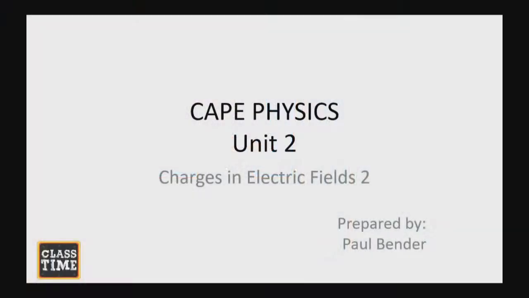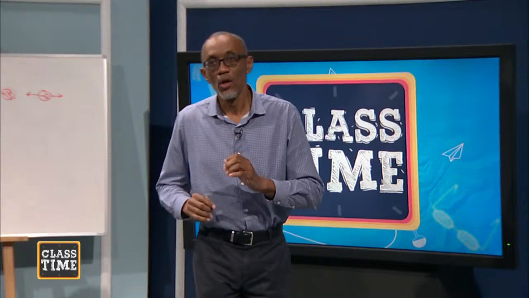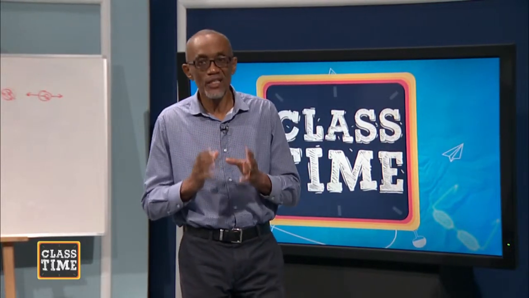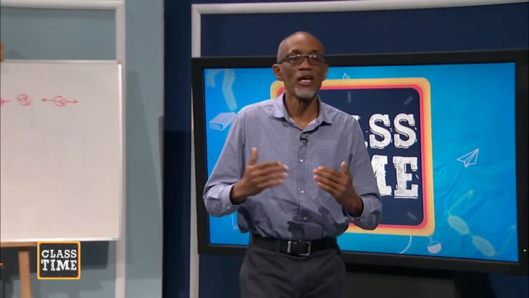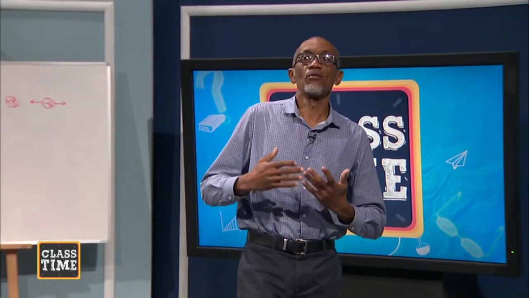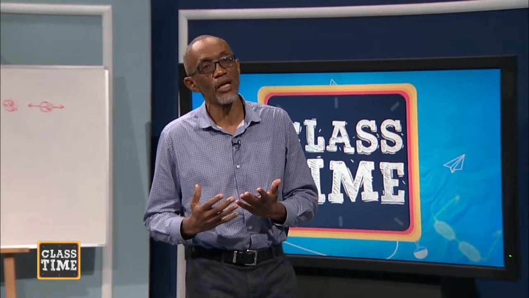In the lesson that we did before today, charges in electric fields 1, we just looked at what an electric field is. This electric field is just a region in space in which a compatible object will experience a force. And we looked at how charges are impacted when they are in this electric field. And we looked specifically at the uniform electric field and its characteristics.